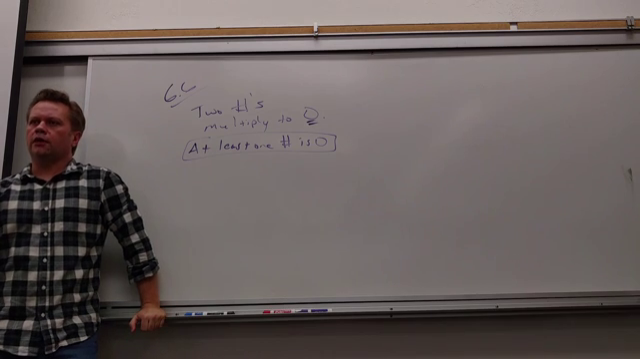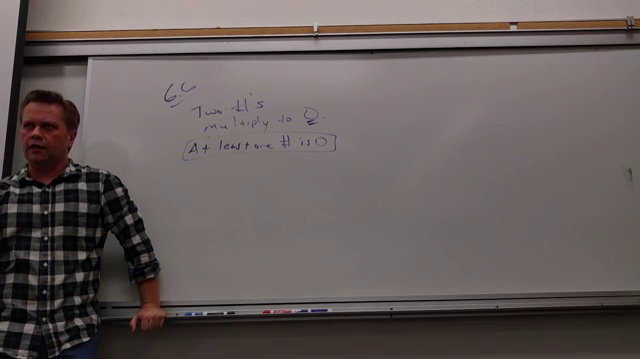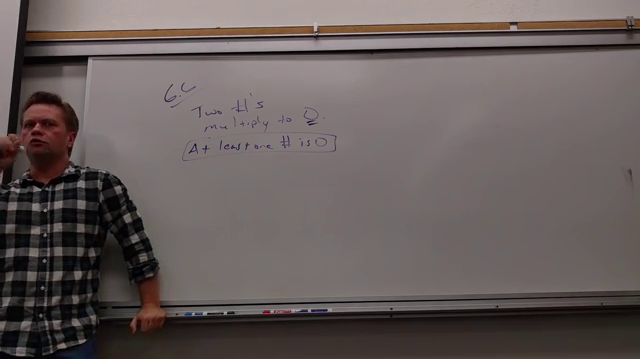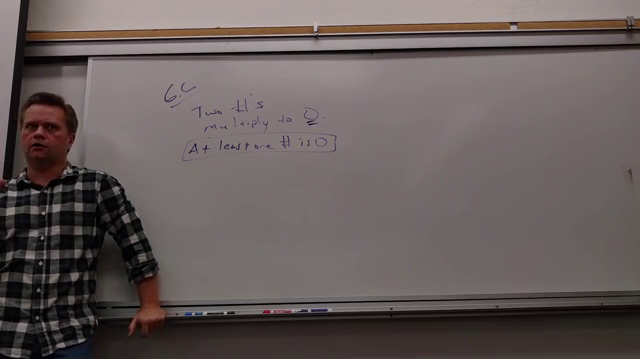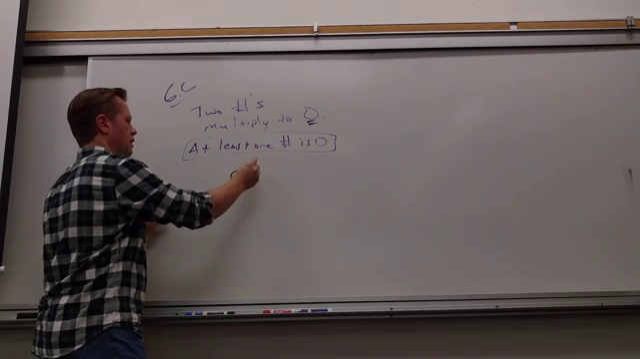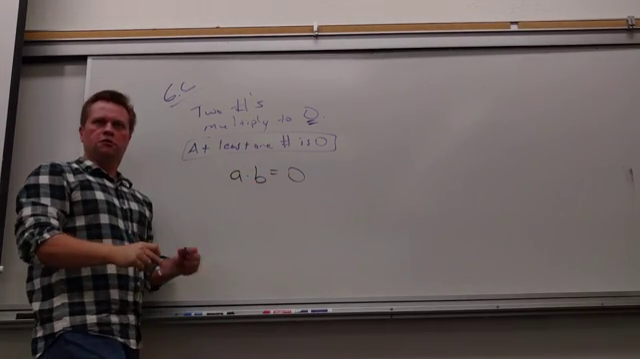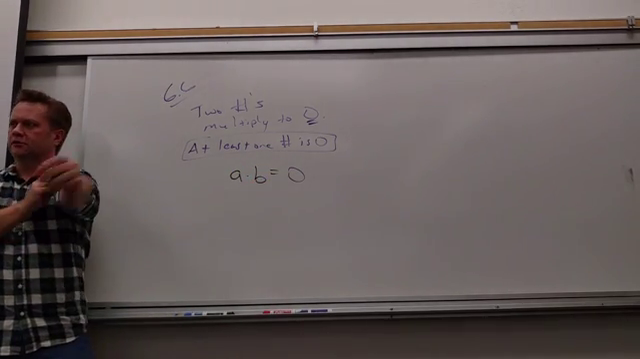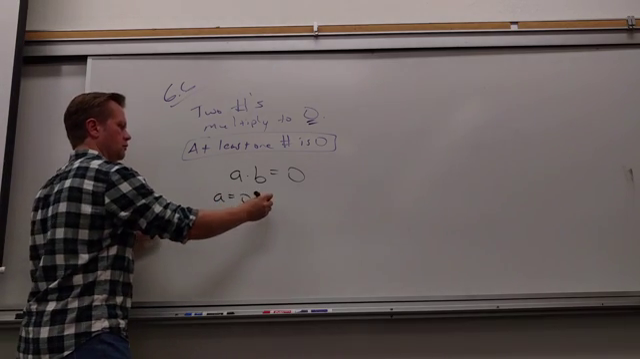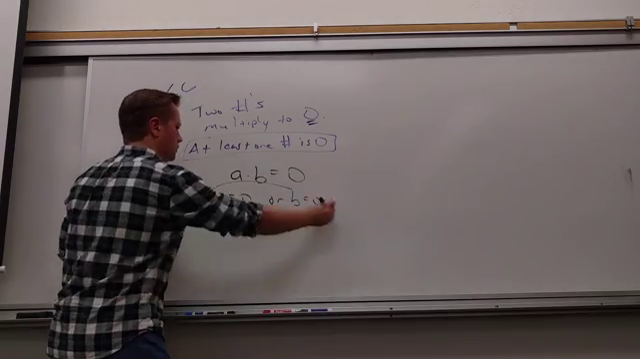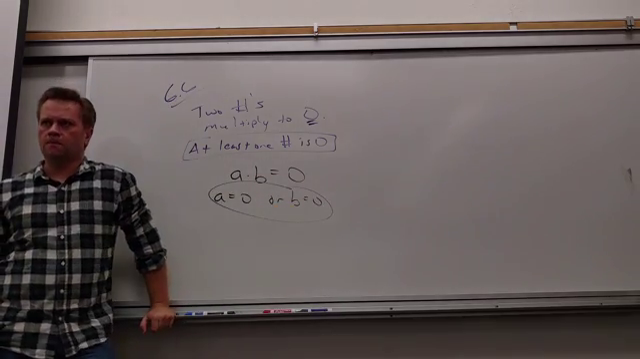So the only number that lets me find a specific answer is 0. If I have two numbers multiplied together and they give me 0, one of them has got to be 0. So if I had A times B is 0, you can actually tell me two things: either A is 0 or B is 0. So those would be the answers to this.